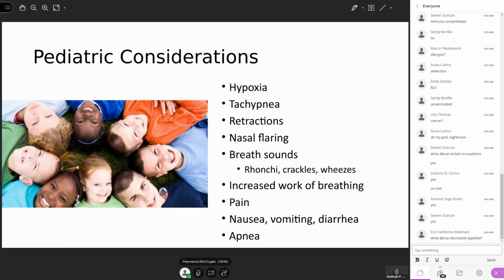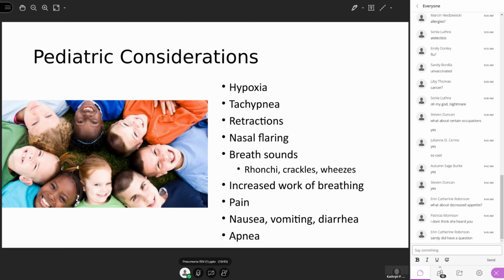Pediatric considerations. Children can become hypoxic more quickly. And it really does talk about children having more compensatory mechanisms, and then all of a sudden they just stop. They can't compensate anymore and they can get hypoxic really quick.